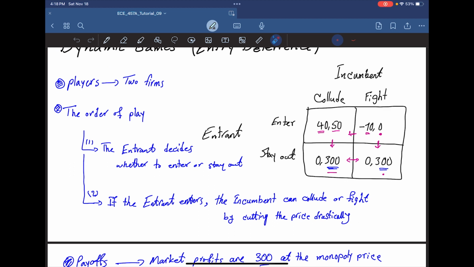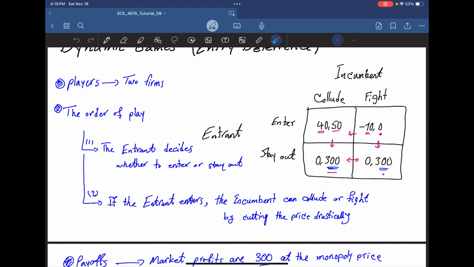Why is this the case? The reason is that if we are to find a Nash equilibrium for this problem, let's start from this cell. We can move to the left side because 40 is greater than -10, and we can also move downward because 300 is greater than 50. Also, here we can move to the right or to the left because both cells have the same amount of payoff. Also, from this cell, we can move downward because 300 is greater than 0.